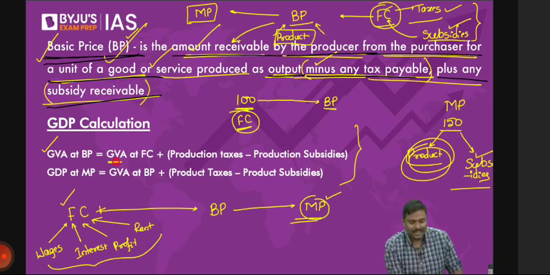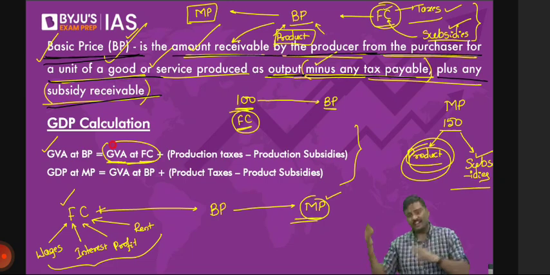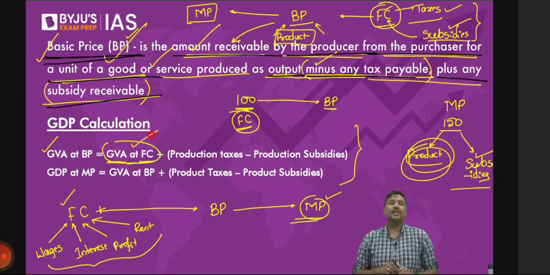That is gross value addition at factor cost. Any problem? I'll start from here. Most of you will say, sir, you should have written like this. Don't worry, I will start with gross value addition. So gross value addition at factor cost.